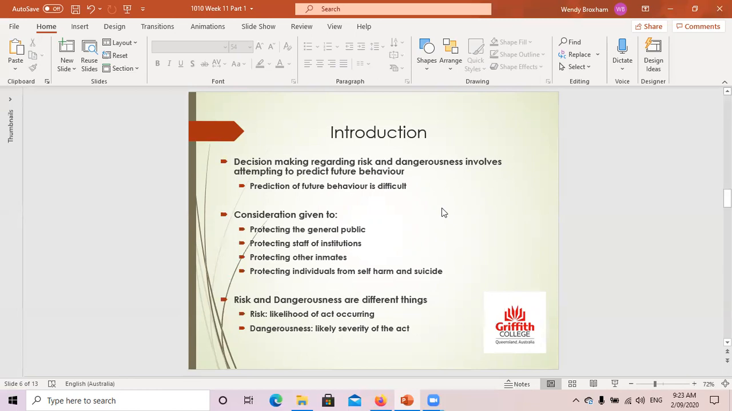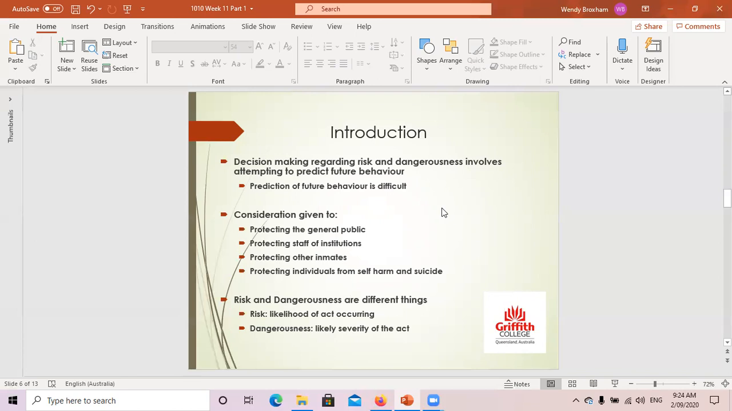We need to be able to protect other inmates, because not all inmates are going to cause problems, and we need to be able to protect those who are not causing a problem or who may become targets of other inmates. We need to maybe separate them out. Should we separate them out? And we need to protect individuals from self-harm and suicide, whether the public believes that they should be or should not be. We need to protect them. They are still human beings.